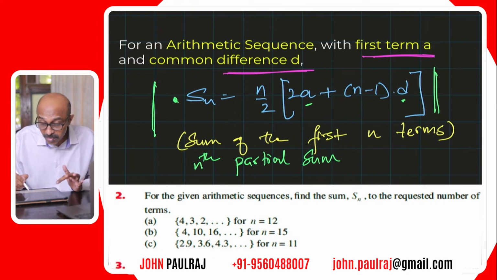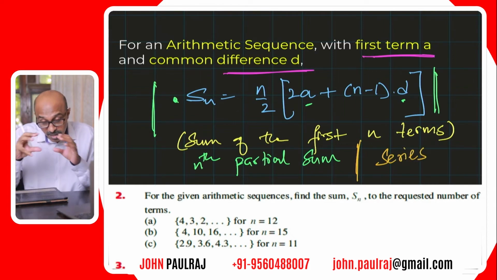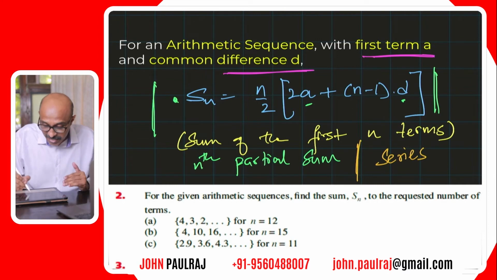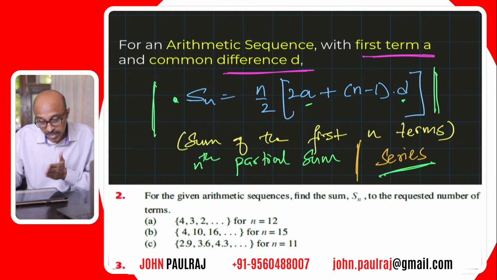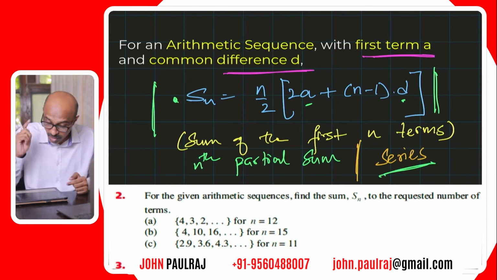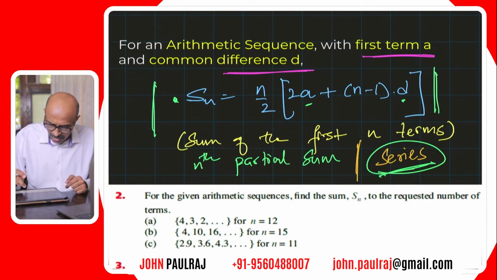Now, this nth partial sum is also commonly known as a series, okay? So if the original sequence is an arithmetic sequence, the corresponding nth partial sum is called an arithmetic series. You'll come across that word. I thought I'd clarify that it is the same idea. The nth partial sum is also known as the series, okay? Keep that in mind. Let's take some examples to understand how to use this formula.